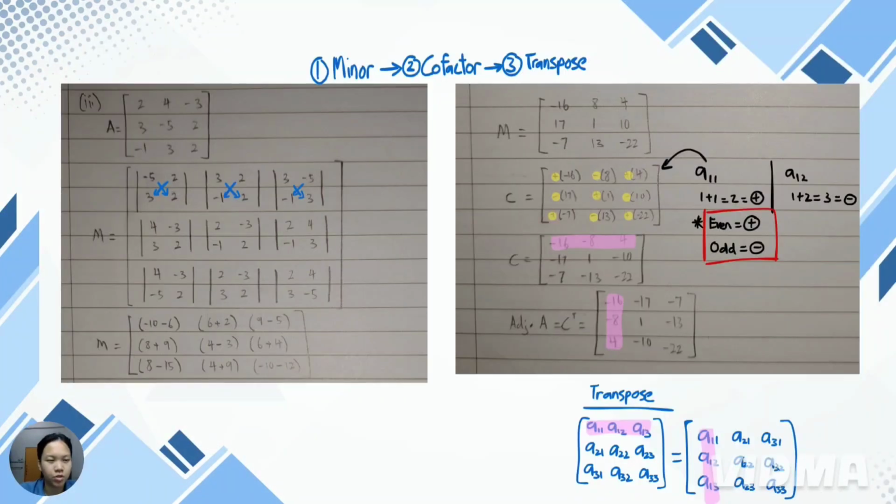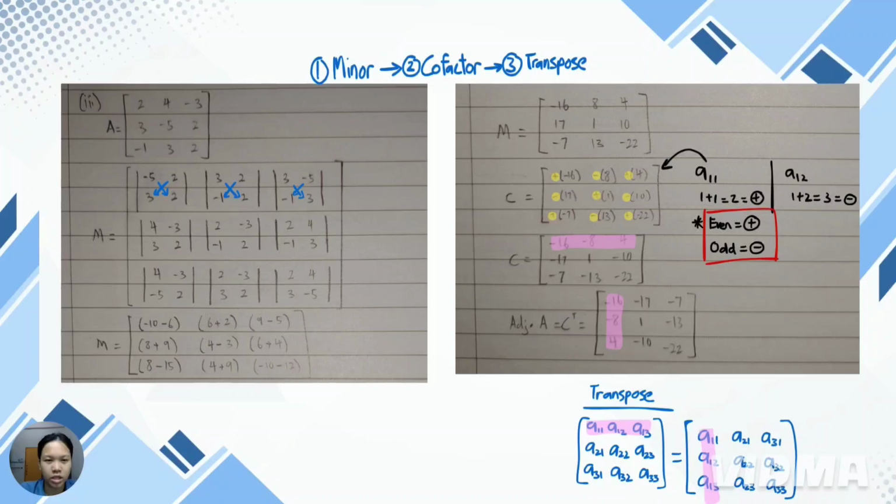Next, for Roman 3, the question needs us to find the adjoint of A. To get the adjoint of A, we need to do 3 steps, which are minor, cofactor, and also transpose. So from matrix A, we calculate the minors, from M11 until M33. Next we calculate minor 1 by 1, negative 5 times 2 minus 2 times 3. And then the rest are calculated in the same way. And then we will get M, which is a 3 by 3 matrix.